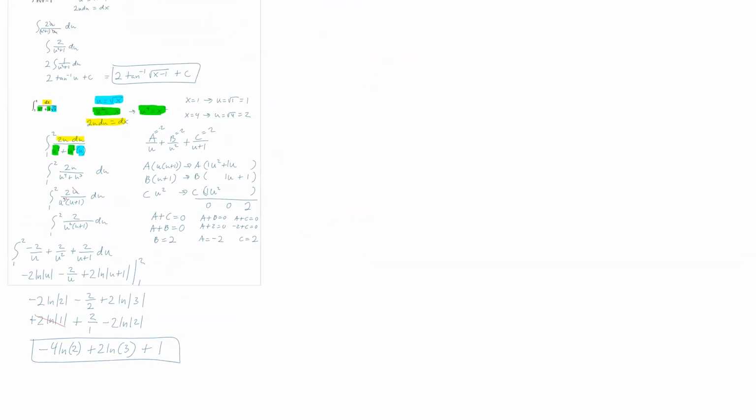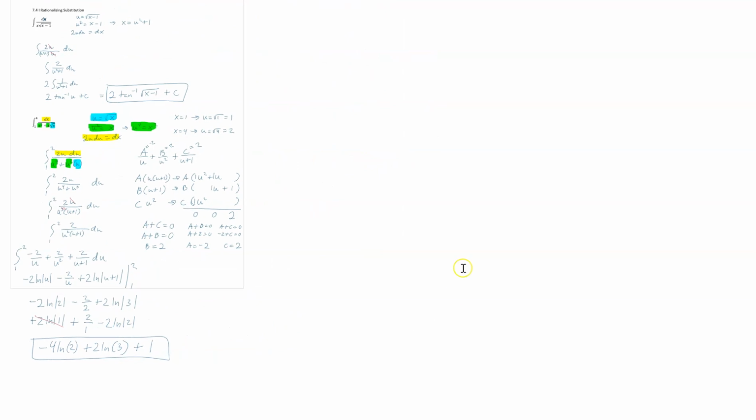So that is your rationalizing substitution. Sometimes you will just do rationalizing and you're done. And then sometimes you're going to end up with a fraction that you're going to have to use partial fractions with, break it apart, and you're good to go.